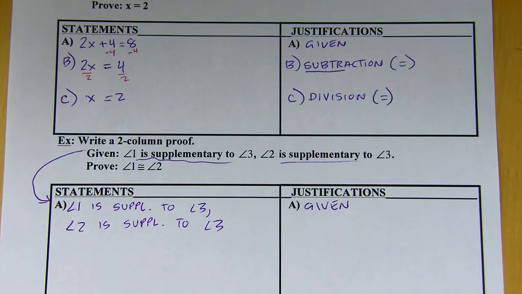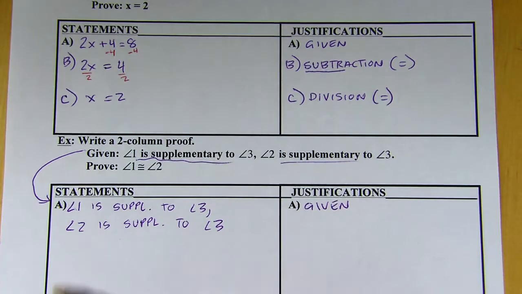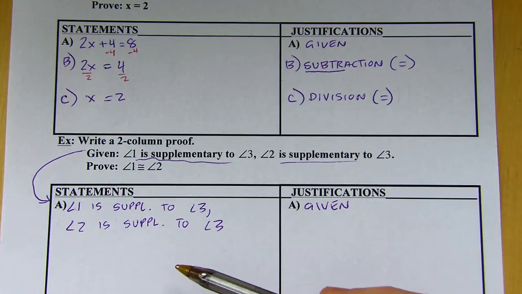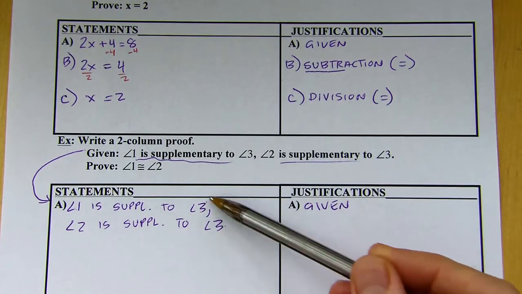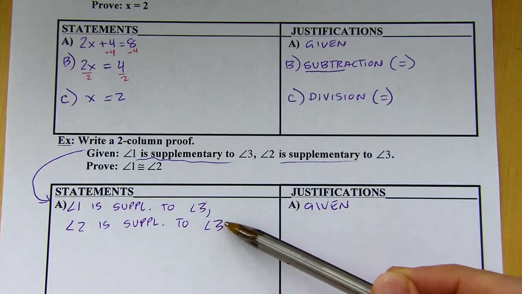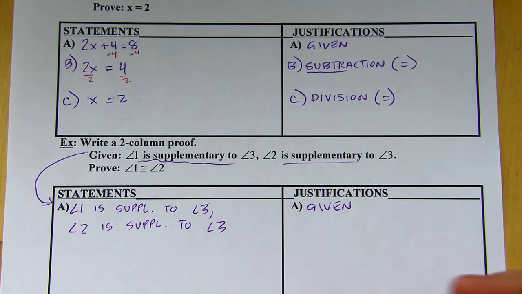All right. So I'm trying to prove that angles 1 and 2 are congruent to each other. So the given info is that they're both supplementary to angle 3. They're not equal to, right, or not congruent to, so I can't use the transitive property right now. This isn't transitive. So what I'm going to have to do is think, well, what does supplementary mean?